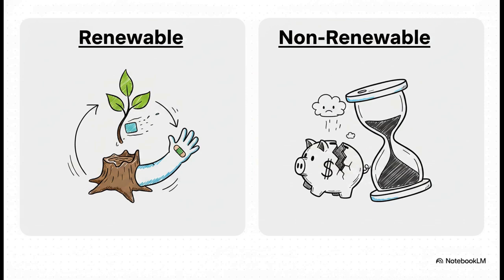It naturally regenerates. Non-renewable resources, on the other hand, are basically like a bank account with a fixed amount of cash that takes millions of years to refill. When we burn fossil fuels like coal and petroleum, we're spending that cash way, way faster than nature can deposit more. Once the account is empty, it's just empty.